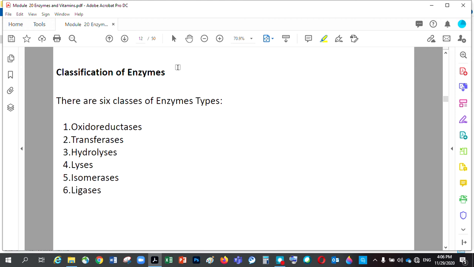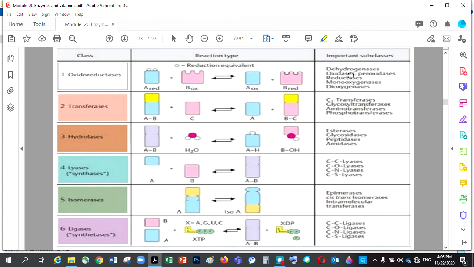Classification of enzymes. There are six classes of enzyme types: oxidoreductases, transferases, hydrolases, lyases, isomerases, and ligases. Those are different types, and they are specific to different types of reaction. For oxidation reduction, you have oxidoreductases, correct? Those are dealing with dehydrogenation, or dehydrogenases, correct?